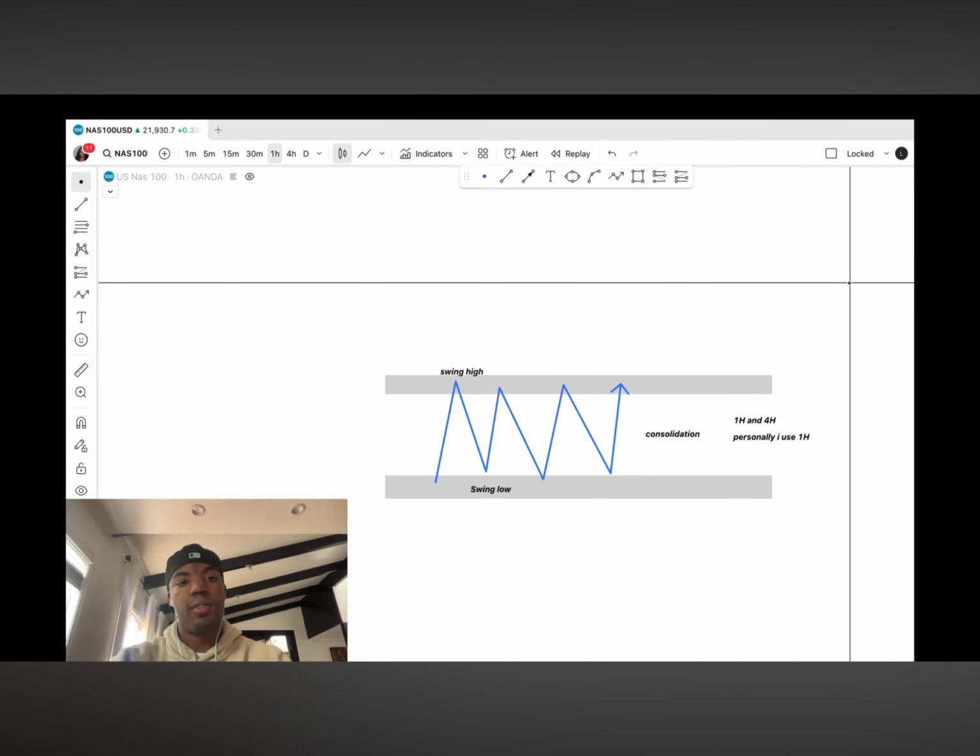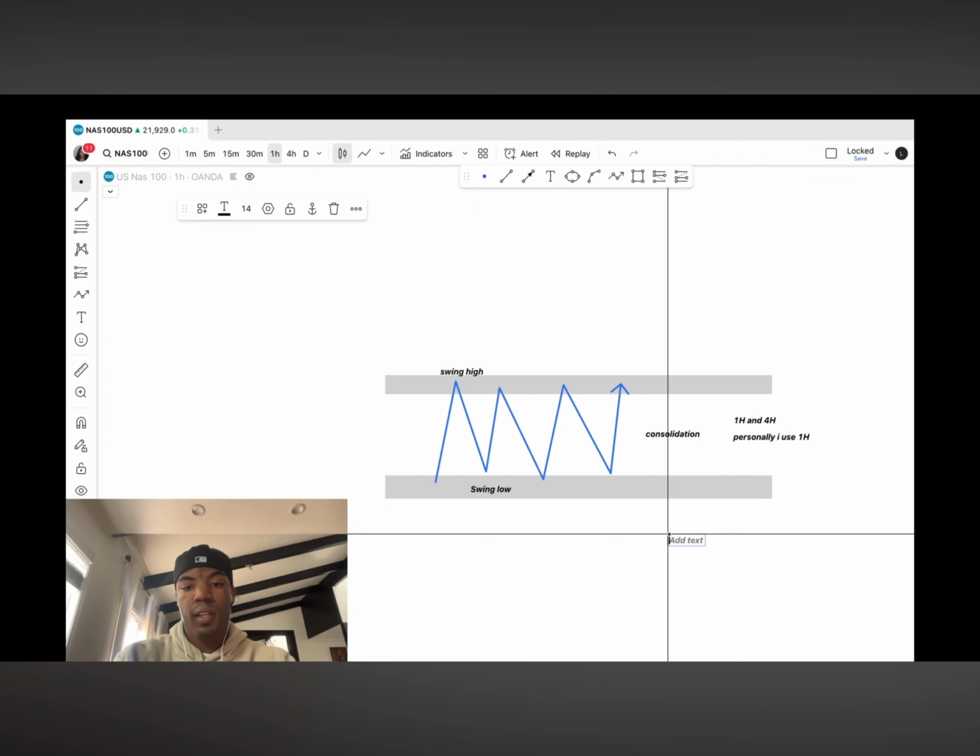There's times where I can use the 4-hour time frame to basically go into the markets and be like, okay, price is going to do this long term. So normally 4 hour I use for long term. So 4 hour, long term swings.